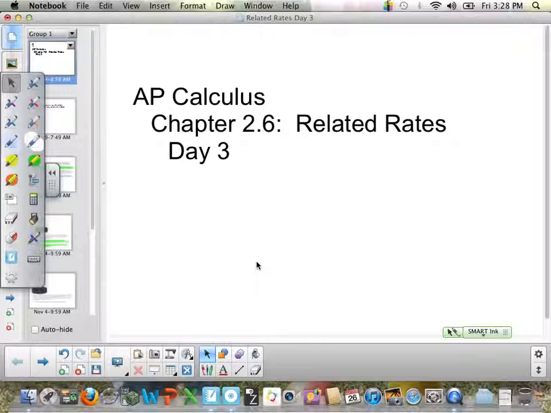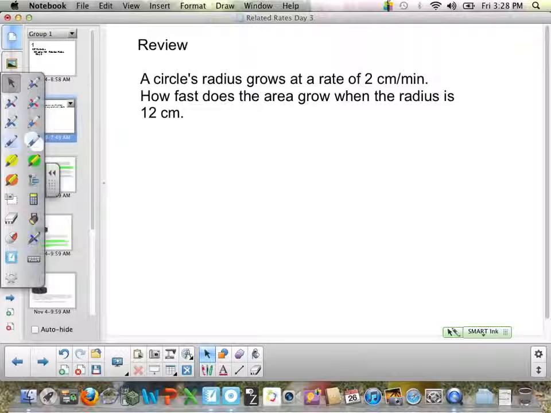Chapter 2.6, Related Rates, Day 3. We will continue going through some practice problems for related rates. You have the concept, you just need to practice it. All right, so we'll start with a review question.